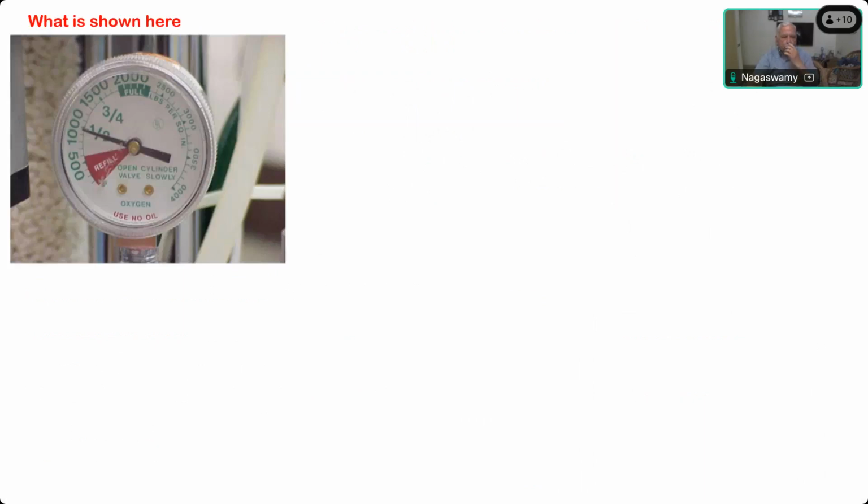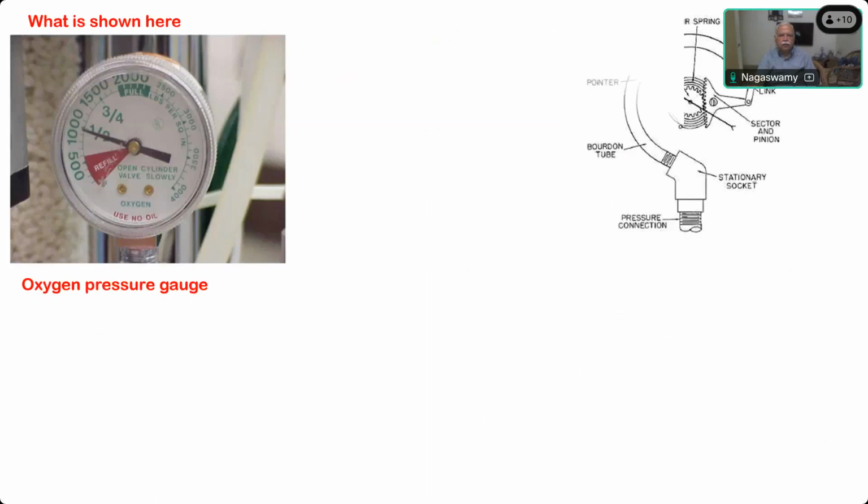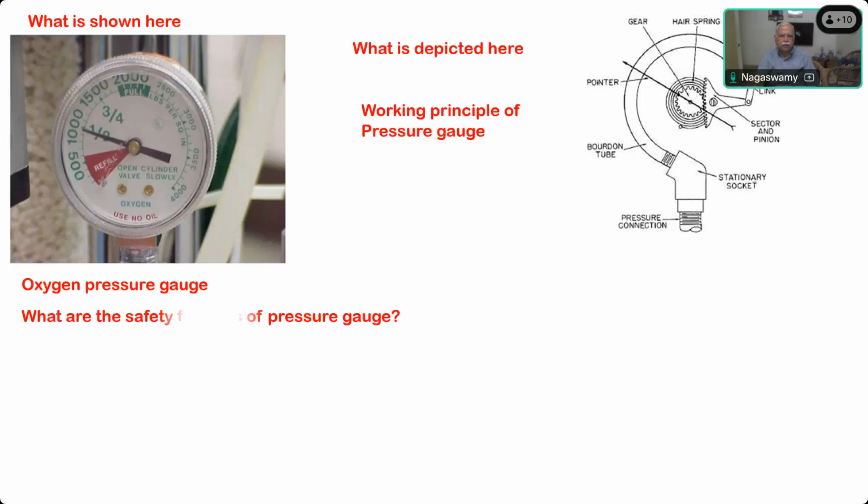What's shown here? Pressure gauge. Oxygen pressure gauge. It is written here. What are the safety features in the pressure gauge? Another common question in the exam. This is the Bourdon tube here. Working principle of the pressure gauge. What are the safety features of the pressure gauge?